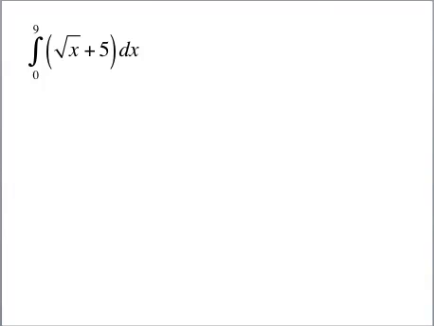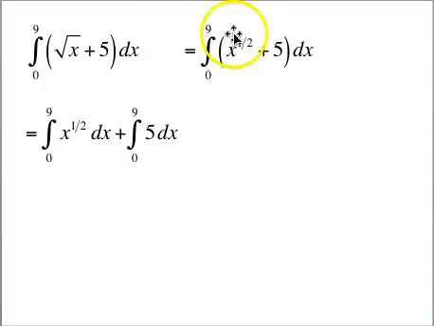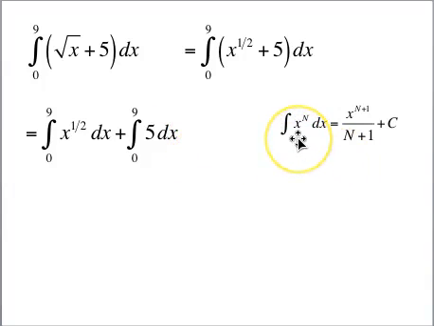Now, we have to remember that we have a power rule that enables us to do integrals. So we're going to rewrite the square root of x as x to the 1/2 power. And our next move is to recognize that the integral of the sum is the sum of the integrals. I can rewrite this as integral 0 to 9 of x to the 1/2 dx plus integral from 0 to 9 of 5 dx.